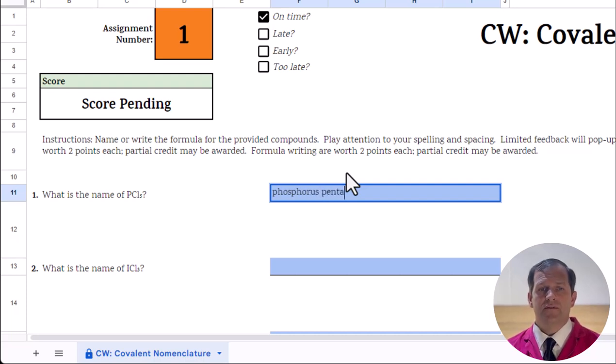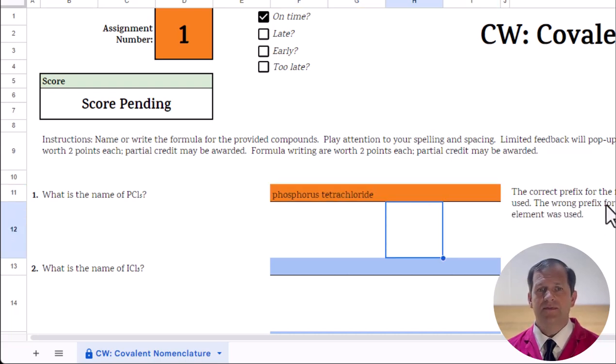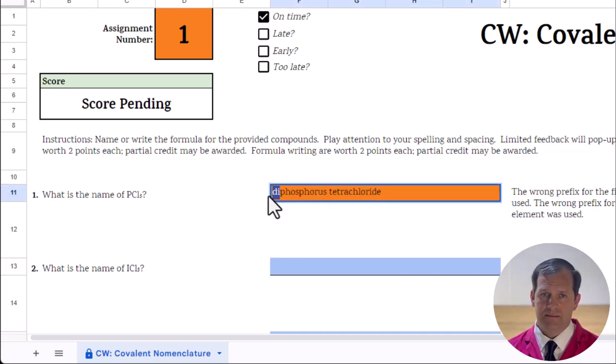3. For covalent, it is not conditional. Add Greek numeric prefixes to indicate the subscript for each of the elements. Mono is dropped from the first element only. Carbon monoxide rather than monocarbon monoxide.